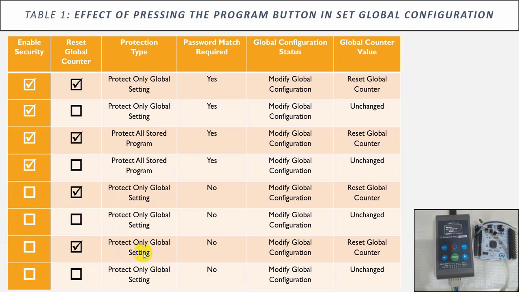So keep in mind that to erase the complete programs and everything by a single click, you have to select enable security. So just have a look at this table to give you a clear understanding of the different configurations. So that's it. Stay tuned for the next video for more details about the global configurations, like how to erase it, how to modify it, and some more detail about the counters.